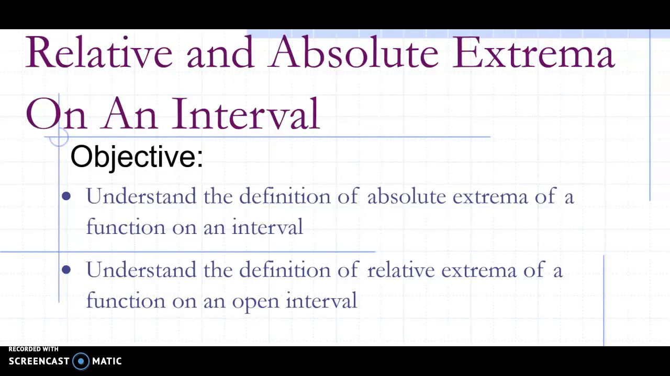All right, relative and absolute extrema on an interval. So this unit, especially in the beginning here, we're going to have a lot of definitions. Right now, one of them being relative extrema and the other one being absolute extrema. There's going to be a lot of similarities and also some differences between the two, as well as the other vocabulary terms that we're going to learn. So hopefully we do a nice job of understanding their definitions and also understanding their differences.